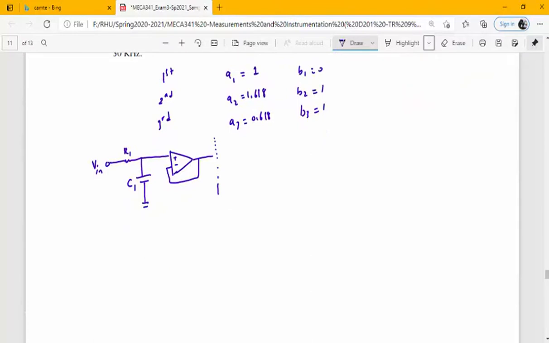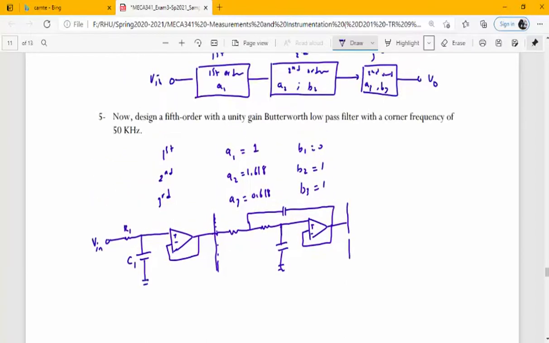This is a resistor cascaded with another resistor. You have a capacitor, ground, you have a capacitor, and you have a unity feedback. So this is the second part, this is the second filter, and you have those parameters. Now the third filter has those coefficients A3 and B3. As well, it's a second order.